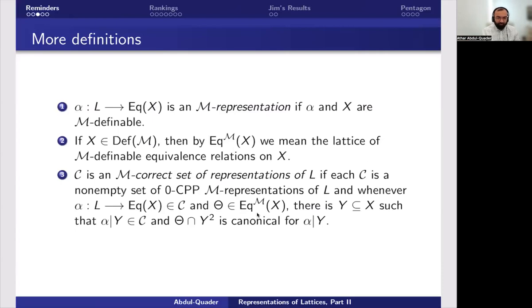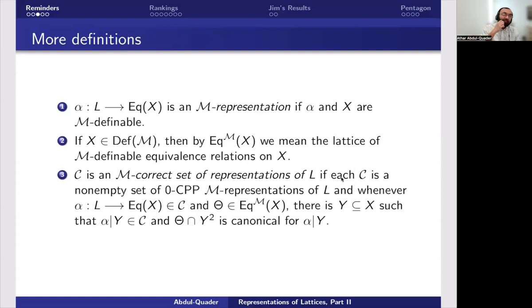C is an M correct. A family of representations is called M correct, or is called an M correct set of representations. I had this typo last time and I didn't fix that. I thought I caught all the typos. If C, so delete this each.